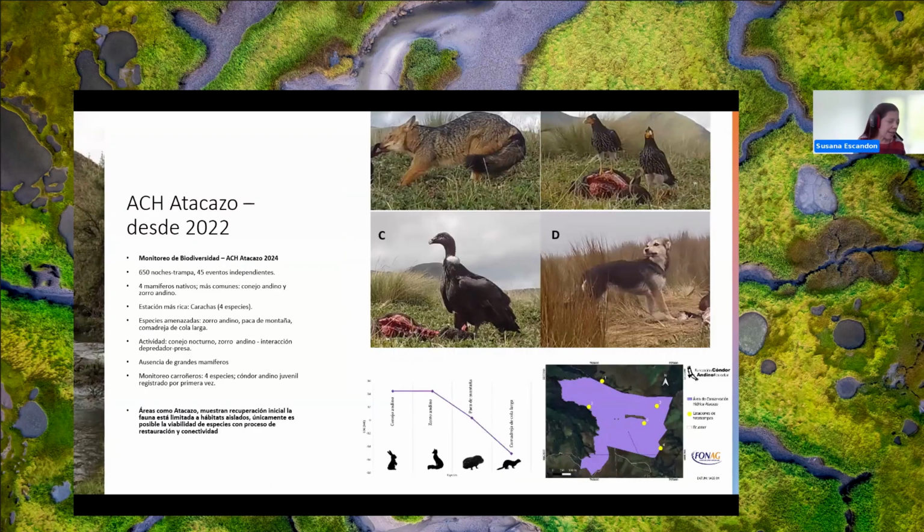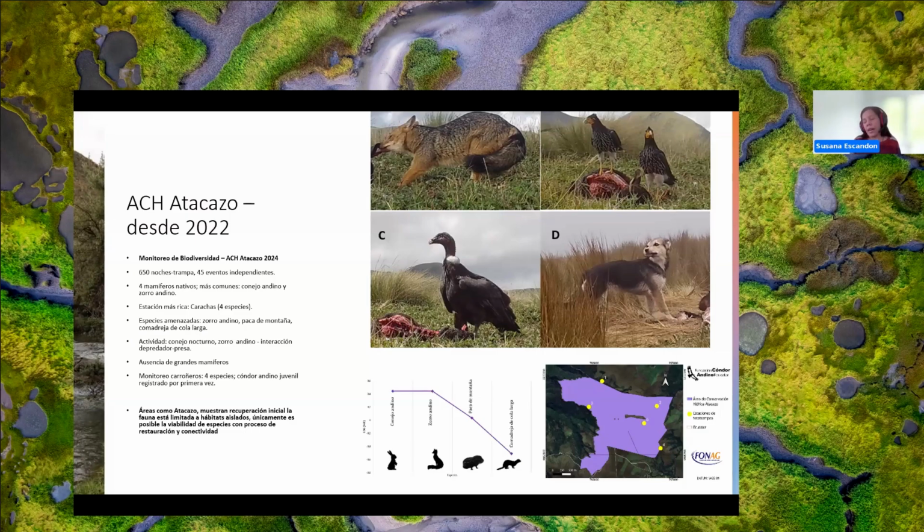On the other hand, I would like to introduce a different area. It's very special. This is Atacazo, which has around 400 hectares. It's close to the urban area, around 1 kilometer from it. It is a relatively new area. We had over 650 trap nights, and we have very few species. Mostly native mammals, the most common being the Andean rabbit and the Andean fox, which are present in several ecosystems, not necessarily conserved. In one station, we had 4 important species, and we were able to identify the presence of wild dogs.